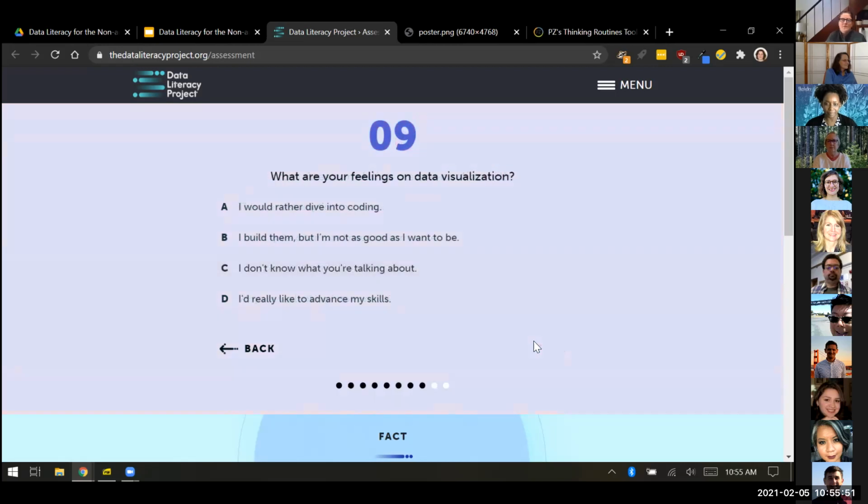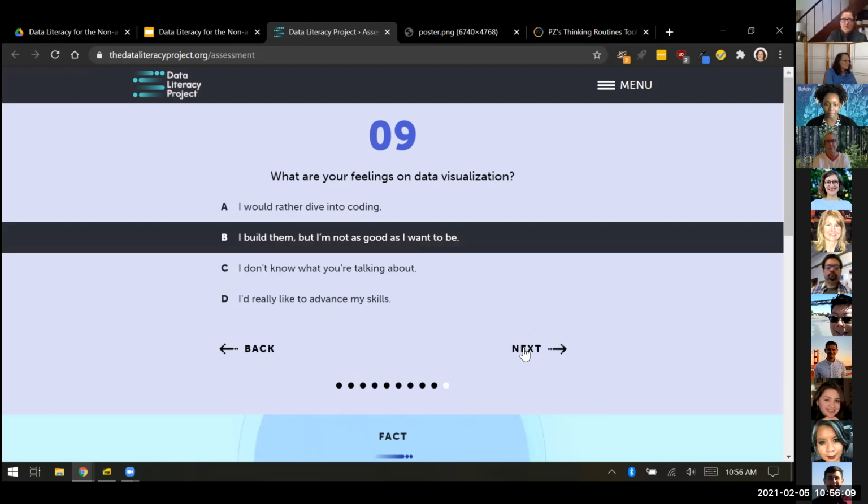And question 9. What are your feelings on data visualization? A, I would rather dive into coding. B, I build them, but I'm not as good as I want to be. C, I don't know what you're talking about. Or D, I'd really like to advance my skills. I'll choose B, build them, but I'm not as good as I want to be.